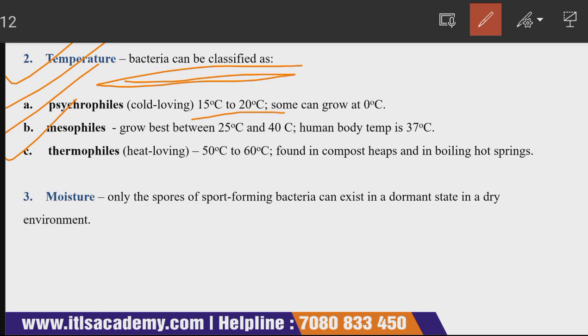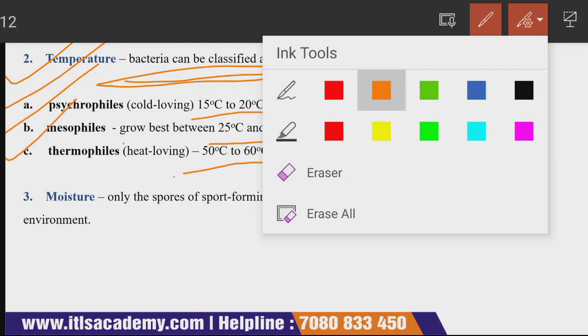Then come the mesophiles. They grow best at 25 to 40 degrees centigrade. Human body temperature is 37 degrees centigrade. So mesophiles can grow easily at room temperature. Then come the thermophiles. They are the heat loving bacteria. They are found between 50 to 60 degrees centigrade, in compost heaps and boiling hot springs.